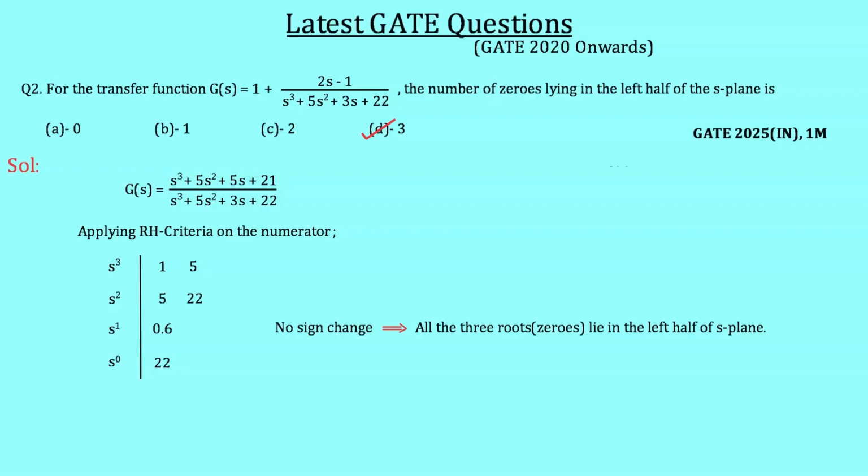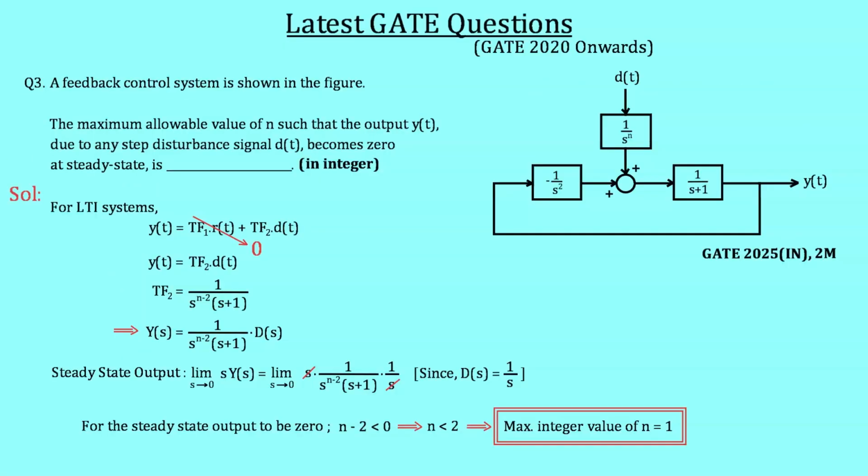So here we will apply the Routh-Hurwitz criteria on the numerator of the transfer function. After forming the Routh array, we will get no sign changes, which means that all the zeros of the transfer function lie in the left half of the s-plane. Now let's come to the next question.